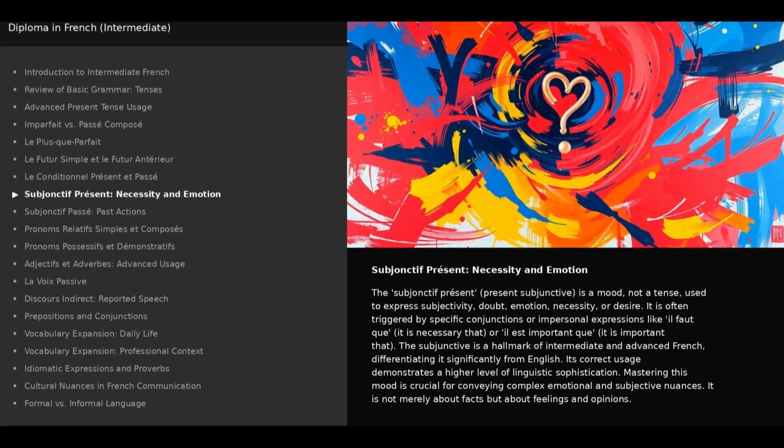Subjonctif présent, necessity and emotion. The subjonctif présent, present subjunctive, is a mood, not a tense, used to express subjectivity, doubt, emotion, necessity, or desire.